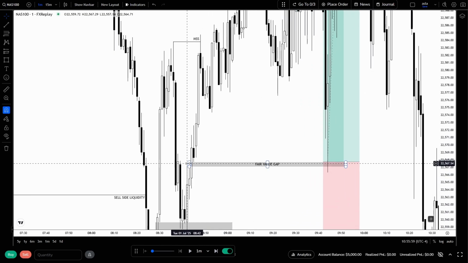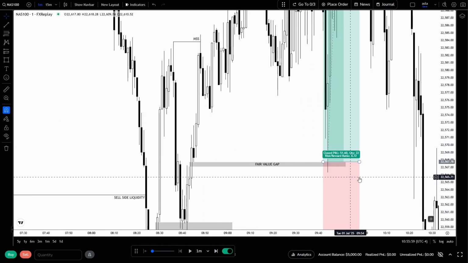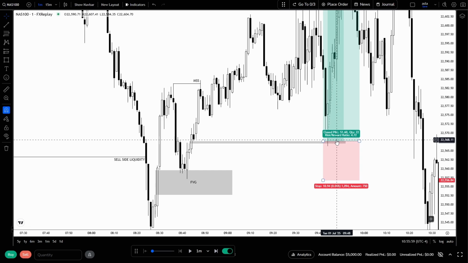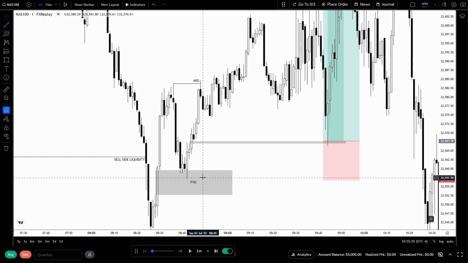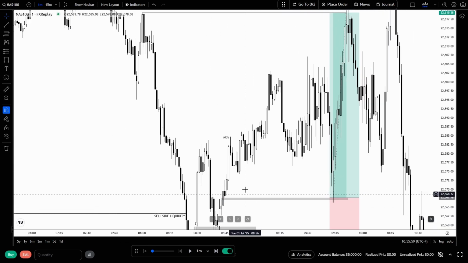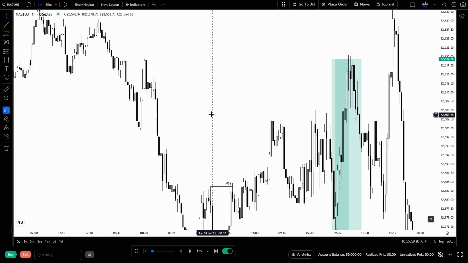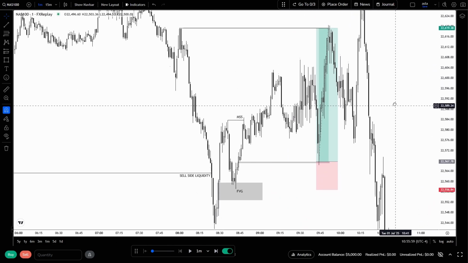Take a look at this small fair value gap. This is where we're going to take our entry. Stop loss goes below the recent low, targets at the recent highs, and see how nicely price goes straight into our target.